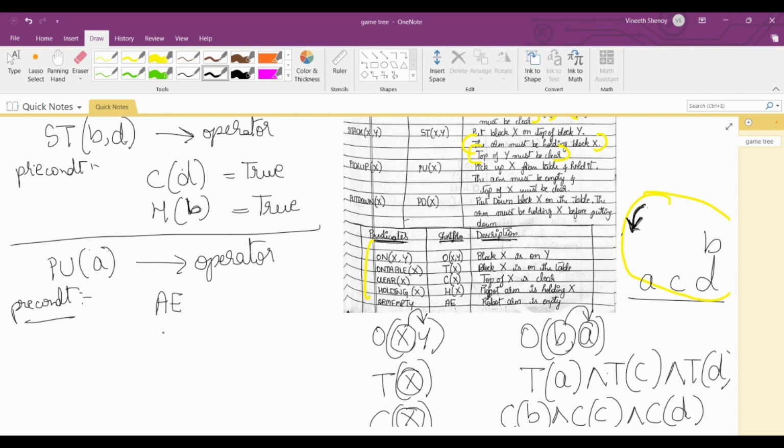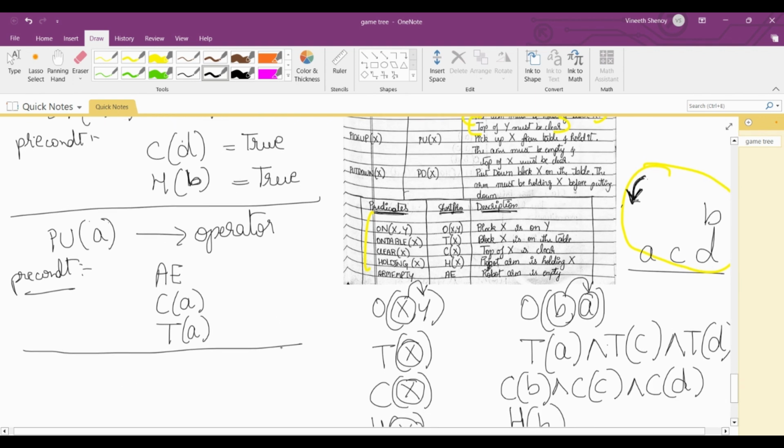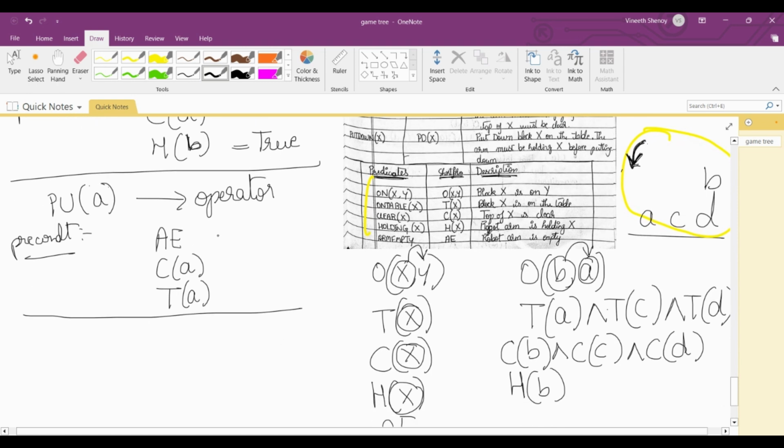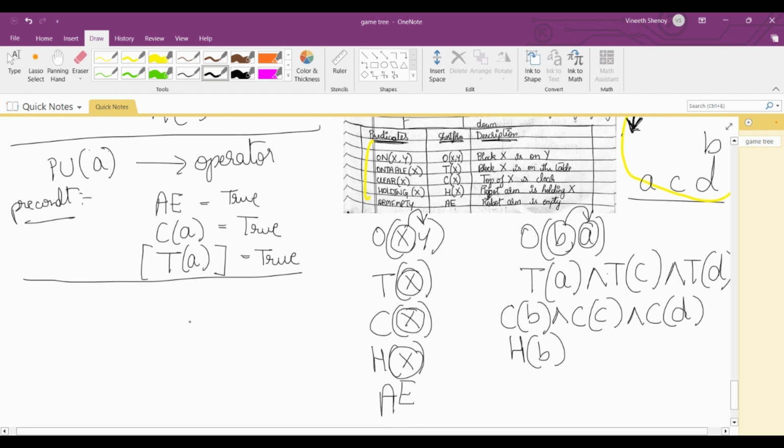So in case I have to pick up A, what could be the possible preconditions? First thing, just like unstack, the arm must be empty. Then since you're picking up A, the top of A must be clear. Only then the arm can pick it up. Then obviously it should be on the table. If it was on some other block, then you should use unstack rather than pickup. This is not the necessary condition, but this is what will differentiate pickup from unstack. So these are the two main conditions. The third one is more to differentiate pickup and unstack.